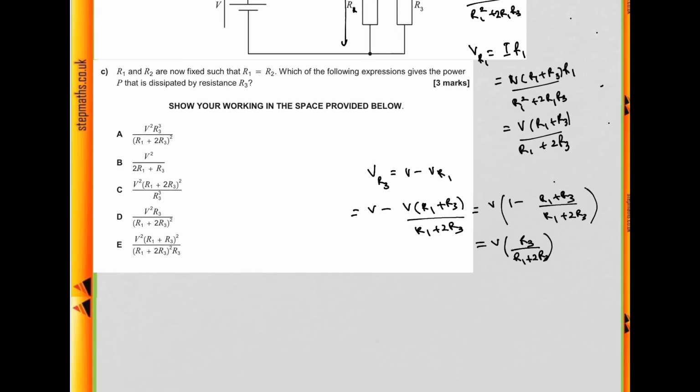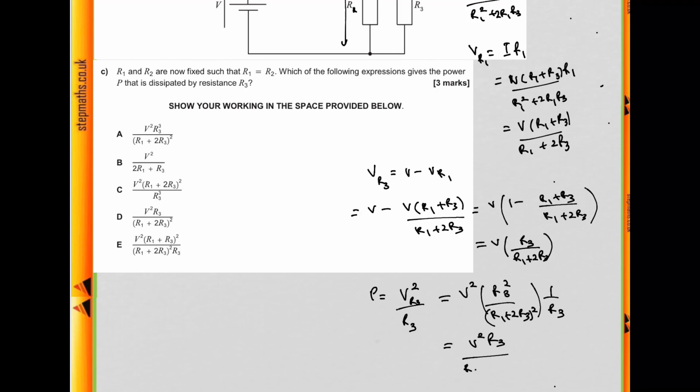Now, what is the power dissipated? So what we want to use now is power equals the voltage across R3 squared divided by the resistance of R3. Okay, so let's go ahead and evaluate that. So this is just going to be V squared R3 squared divided by (R1 + 2R3) squared, and the whole thing divided by R3. So this is just V squared R3 divided by (R1 + 2R3) squared. Let's now check our answers. We see that the option we're looking for is option D, so this is our answer. Let's move on to the next part now.